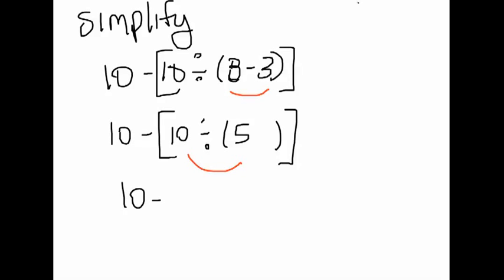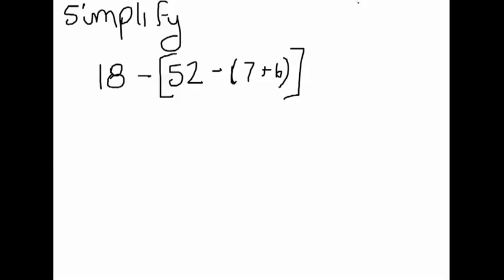So now I'm going to take care of this portion. And so I'm going to bring down the 10 minus in the bracket. And what is 10 divided by 5? Well, it's 2. And what is 10 minus 2? 8. So notice I followed the order of operations to get 8.